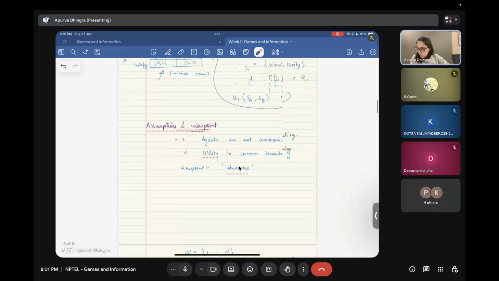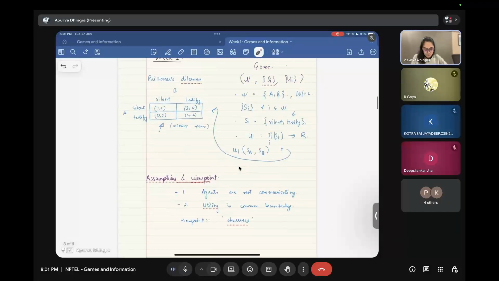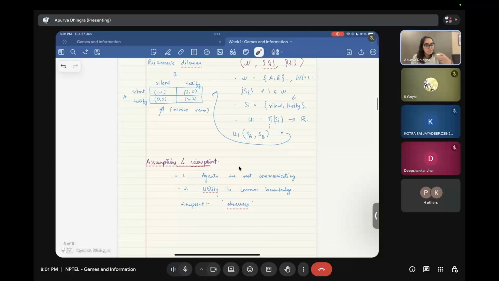Then all of the things that we're talking about are not from the point of view of helping a player come up with the best strategy. It is from the point of view of an observer who is just trying to see what are the laws that describe problems of this kind where decisions are to be made by multiple players.